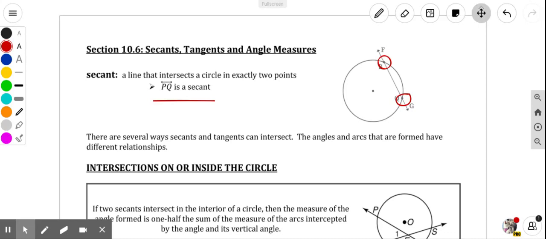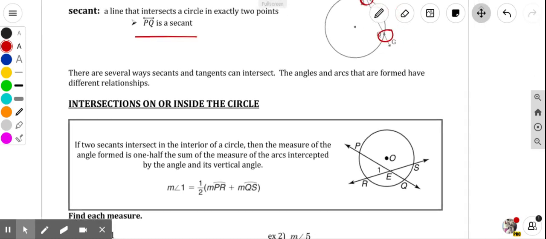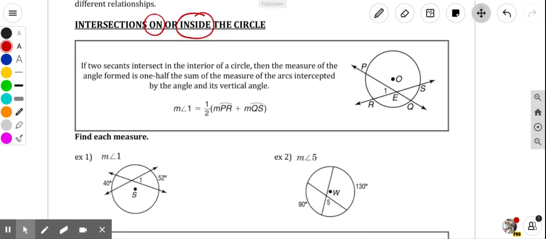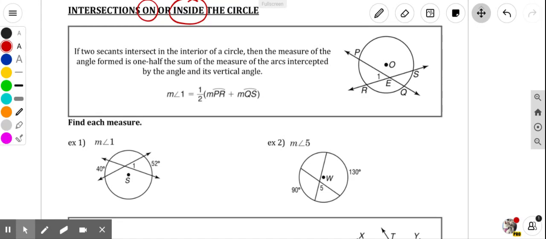Now, there are several ways that secants and tangents can intersect. The first thing we're going to talk about is when you have intersections on or in the circle. So on or inside the circle. Now, we're going to talk about 2 secants to start. The first theorem says that if 2 secants intersect inside the circle, the measure of the angle formed, so this angle that we're referring to here is this angle or this angle, which they're vertical, so it's the same, is half the sum of the measure of the intercepted arcs.